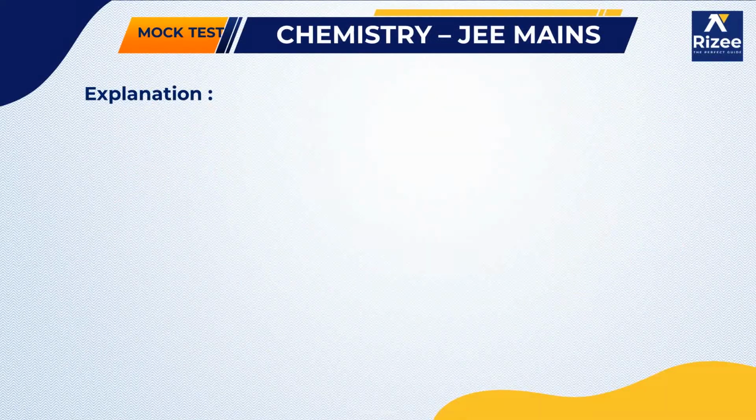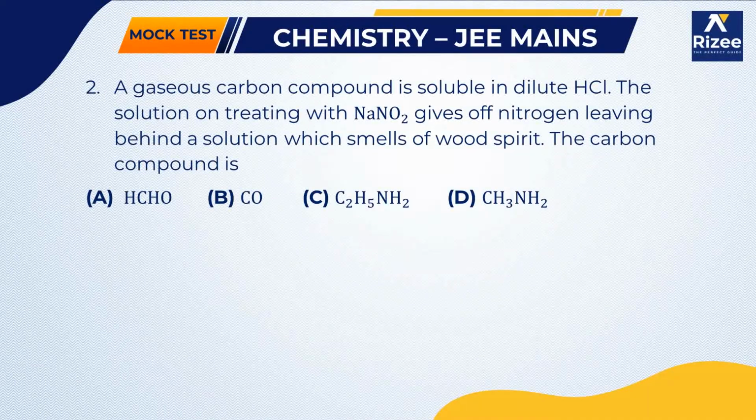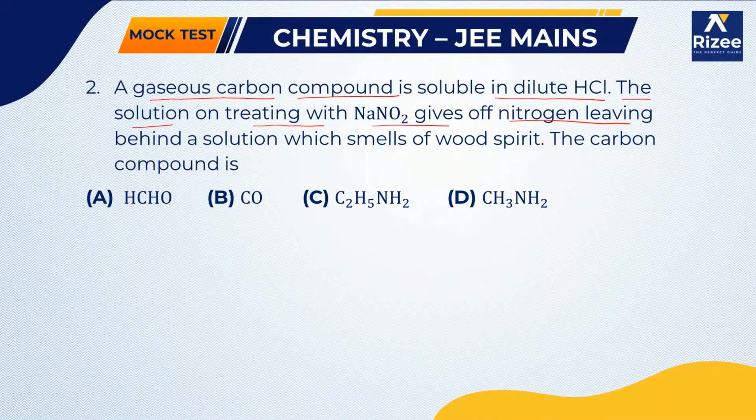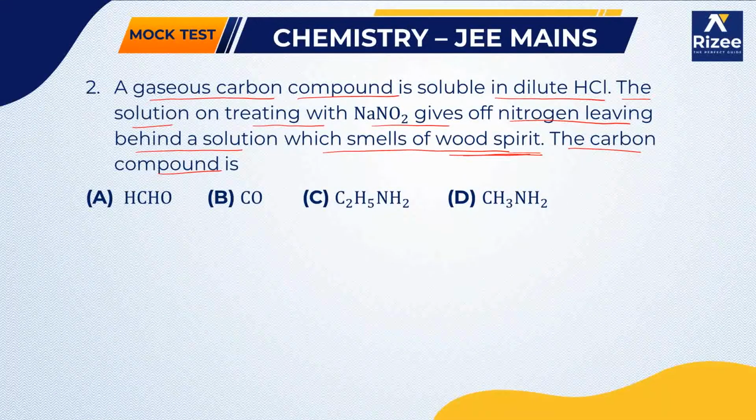Okay. So, moving on to the next question. What are we saying here? A gaseous carbon compound is soluble in dilute HCl. Next, the solution on treating with NaNO2 gives off nitrogen, leaving behind a solution which smells of wood spirit. So, we will go from the back onwards. What is wood spirit? Wood spirit is known as methanol. So, the last product is methanol.